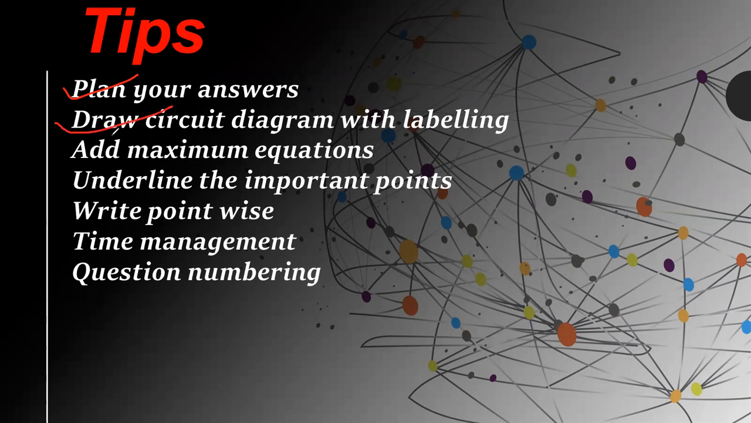Another one is drawing the circuit diagram, which is very essential. Along with that, you have to label it. Moreover, try to add the maximum number of equations. Suppose a question is asked to explain Townsend's theory. In that case, you have to mention the current growth equation: I is equal to I naught into e to the power alpha d. What is d? You have to mention. What is I naught?